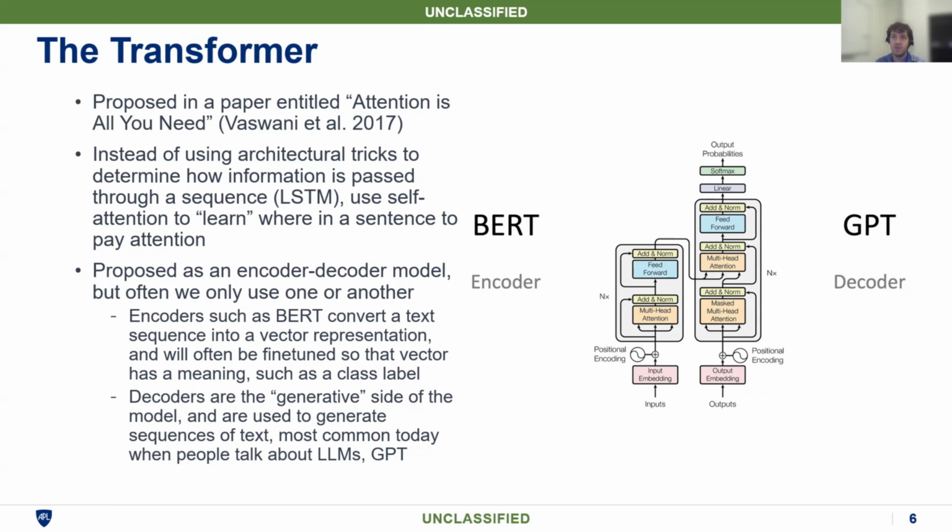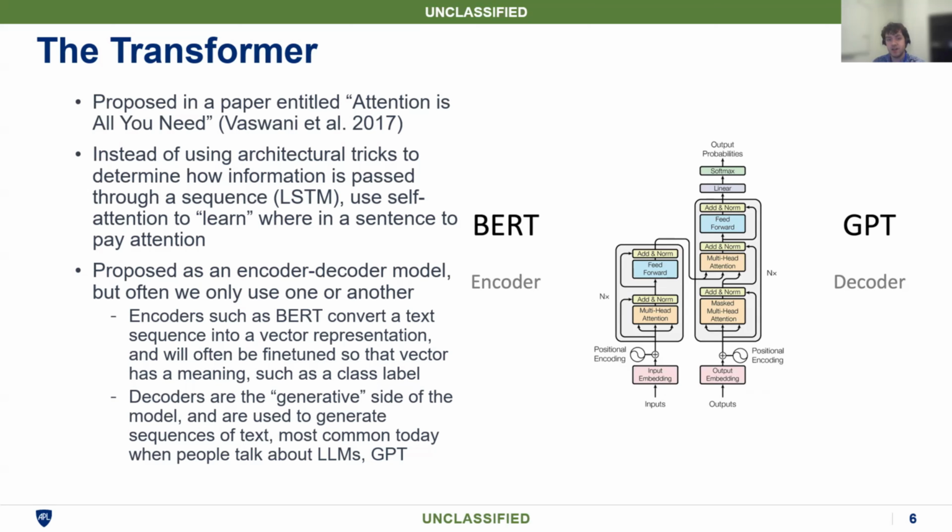The probably two most common examples of encoders and decoders are BERT, which is an encoder, and it converts a text sequence into a vector representation, and it will often be fine-tuned so that vector has a meaning, such as a class label. So this is very similar to word2vec, except now instead of doing word2vec, we're doing sequence to vec. Ideally, that encoding has some sort of information that you choose what you want it to be. So for something like sentiment analysis, you would have a labeled data set of texts and the sentiment that they have. And basically, you would learn to predict what the sentiment of a new piece of text is.